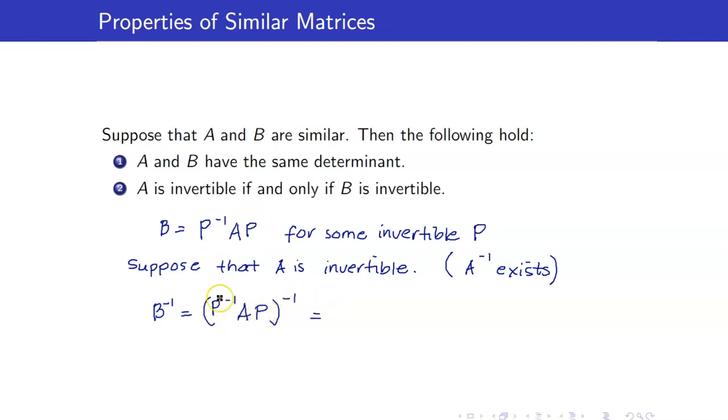And what is this equal to? Recall that when you get the inverse of a product, the order reverses. So we get P inverse A inverse times the inverse of P inverse, which is P. So again, that is P inverse A inverse times P. So the other direction also works that way. If you start with B is invertible, you can also solve for A inverse.